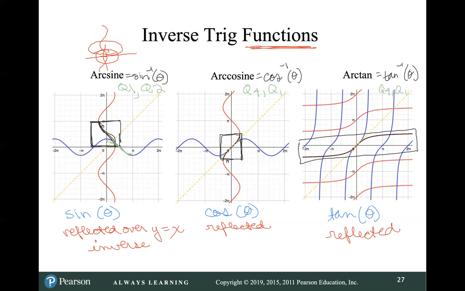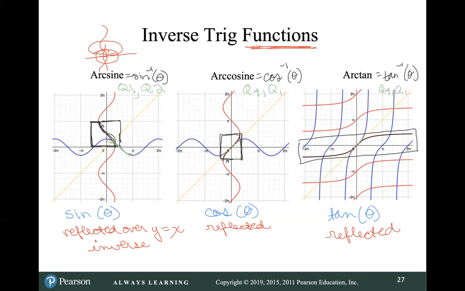Okay, so for sine, we couldn't take the same quadrants. We couldn't use quadrants 1 and 4 for all three of our trig functions because for sine, quadrants 1 and 4 don't make a function. The inverse of quadrants 1 and 4 are both positive. So we had to use quadrants 1 and 2 for that.